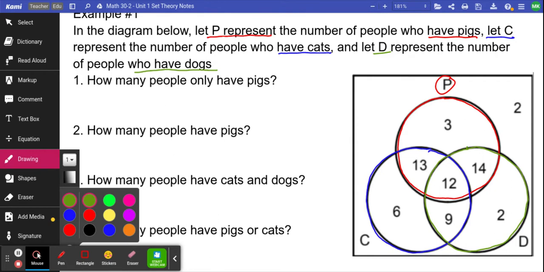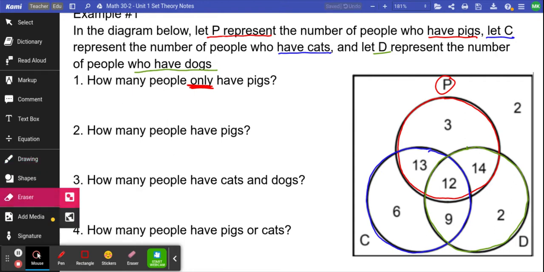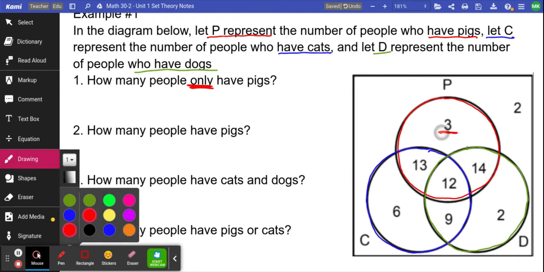First question, how many people only have pigs? Only is a keyword here. That means that they have pigs, but they are not in any of the other circles. So if we look over here at our Venn diagram, these three people are in the pig circle, but not in any of the other circles, meaning that they only have pigs and nothing else.